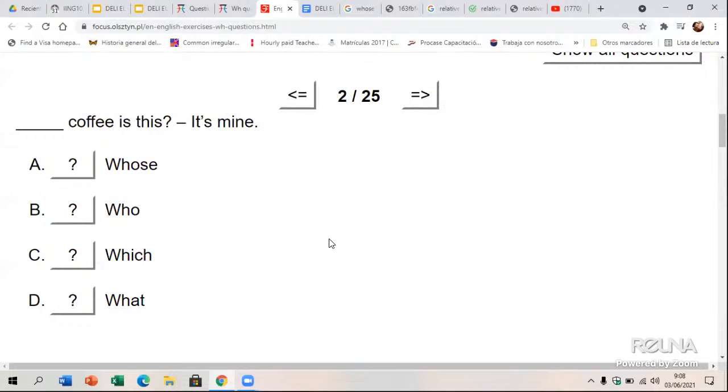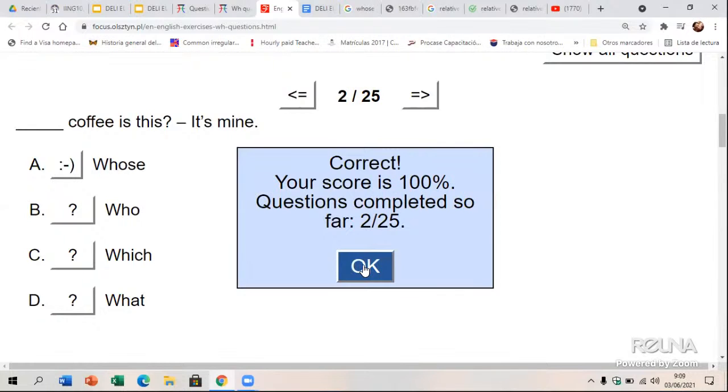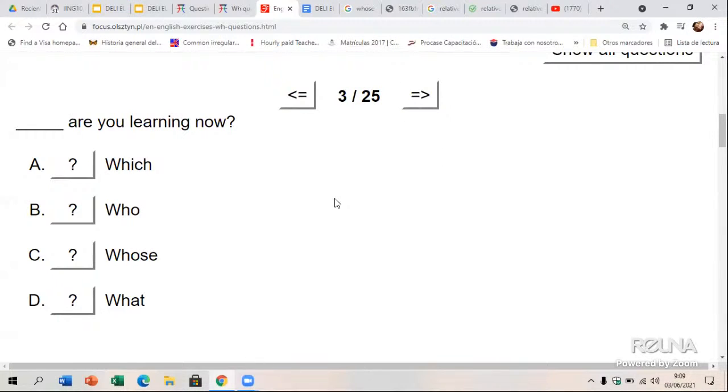Coffee is this. It's mine. Who's, who, which, what? Constanza, whose? Jairo, whose? Catalina, whose? Okay, if everybody agrees, let's click on whose. There you go. Excellent. Next, are you learning now? Which, who, whose, what? Easy peasy lemon squeezy. Constanza, what? What, Pia, Catalina? Okay, it's a piece of cake.